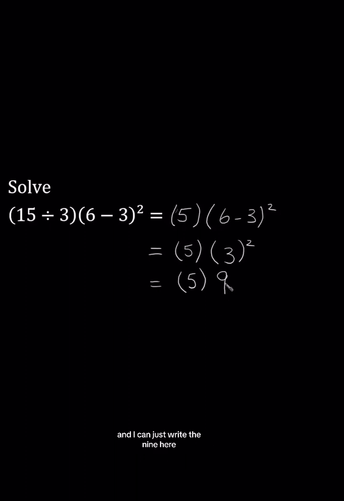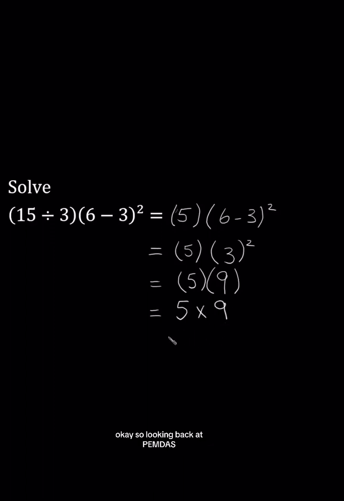And I can just write the 9 here, and this just means that this 9 is multiplied by this 5. So, I can place a multiplication symbol here, or I could just simply put a set of parentheses here. Doesn't matter. So, when we have two numbers or more beside each other, and they're all enclosed in parentheses, it just means they're multiplied by each other. So we can rewrite this as 5 times 9.